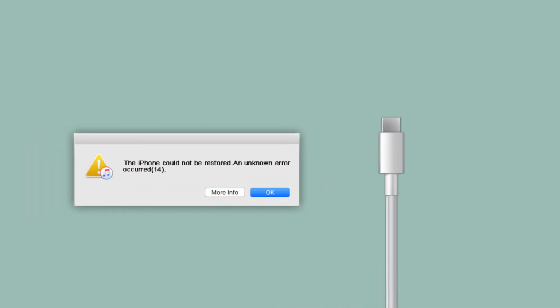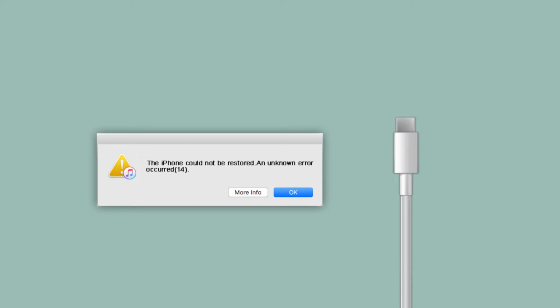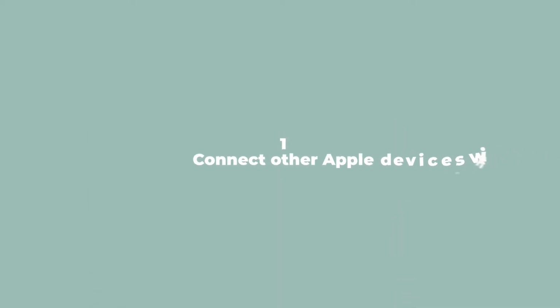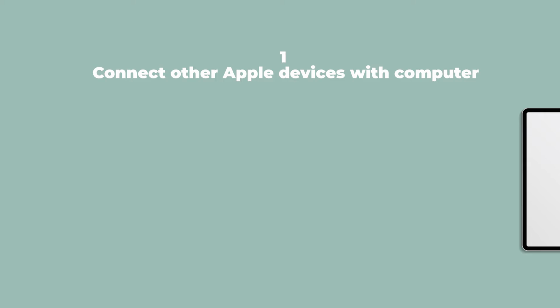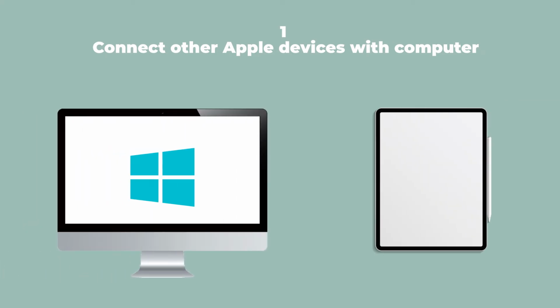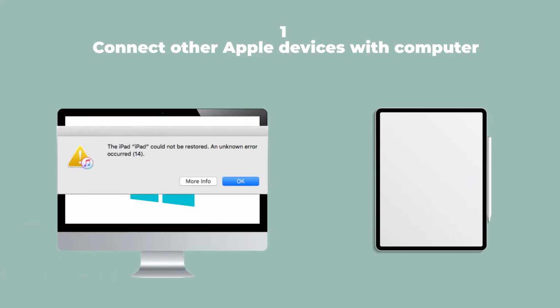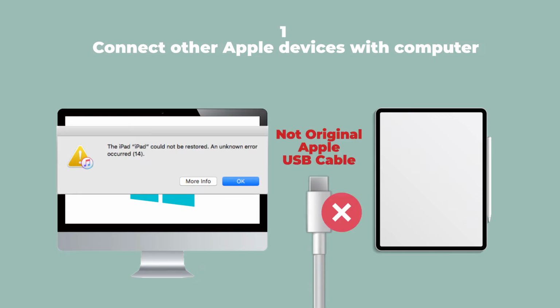If you are not using the original USB cable, it may cause the iTunes error, so follow the steps to check. 1. Connect other Apple devices with your computer and see if the error 14 notification pops up. If it occurs again, there is a probability that your cable is not designed for Apple devices.